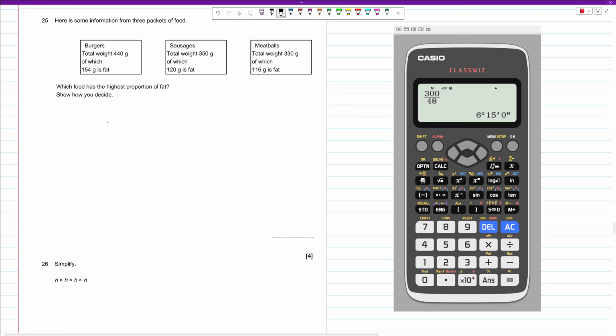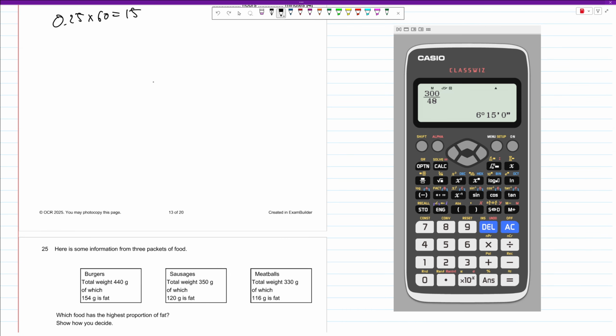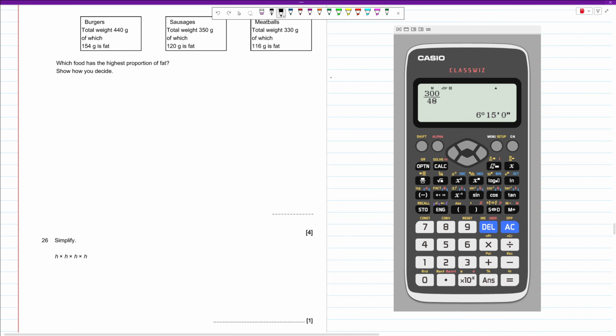Okay. Which food has the highest proportion of fat? So the proportion is going to mean per gram which one has got more fat. So we'll take the first one and we're going to do 154 divided by 440. And then we'll take the next one, 120 divided by 350, and 116 divided by 330. We're going to do each of those on the calculator.